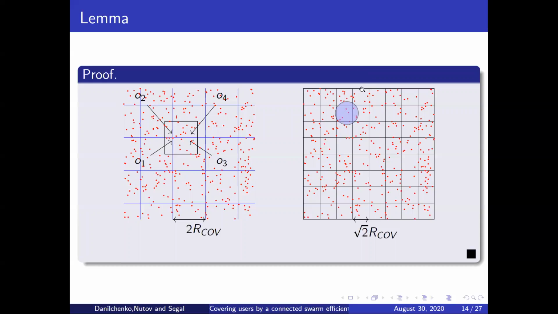The case of the disk is similar, but a disk from the optimal solution overlaps with 7 cells in the grid, and the cell size in this case equals square root of 2 times R curve.